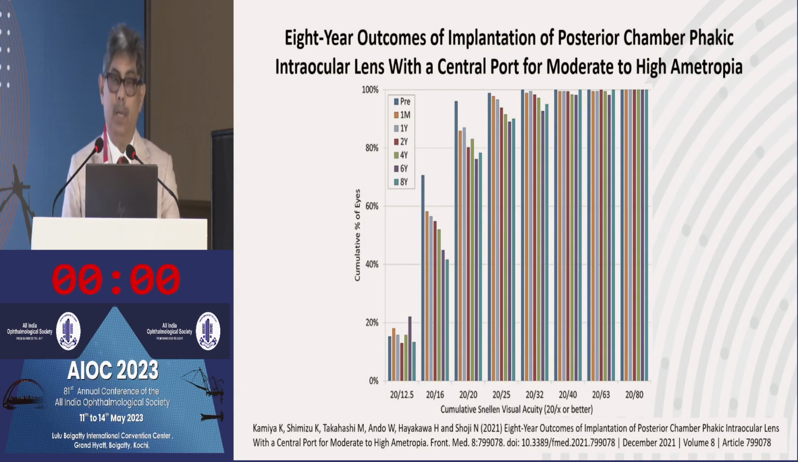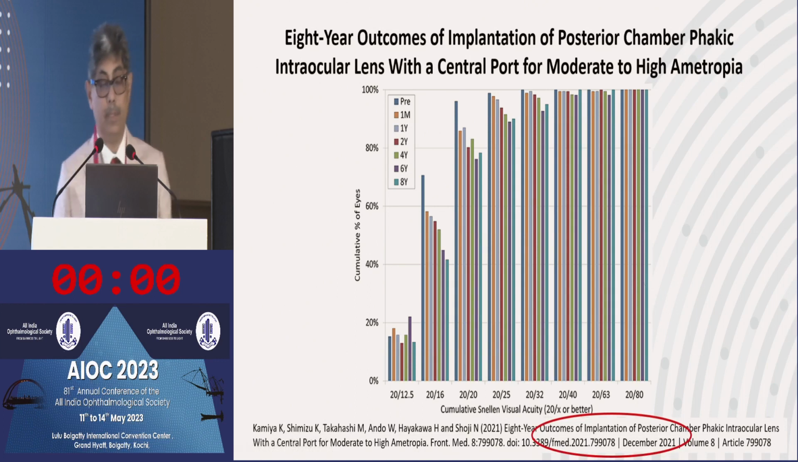Now coming to the confidence which we all want to repose in all of you, this is a recent study. It came in December 2021: the 8-year outcome of implantation of a posterior chamber phakic intraocular lens with a central port design for moderate to high ametropia. And you see the resultant power is very good, and in 8 years' time the refraction and the results are predictable, and they remain the same, and there is no development of cataract.